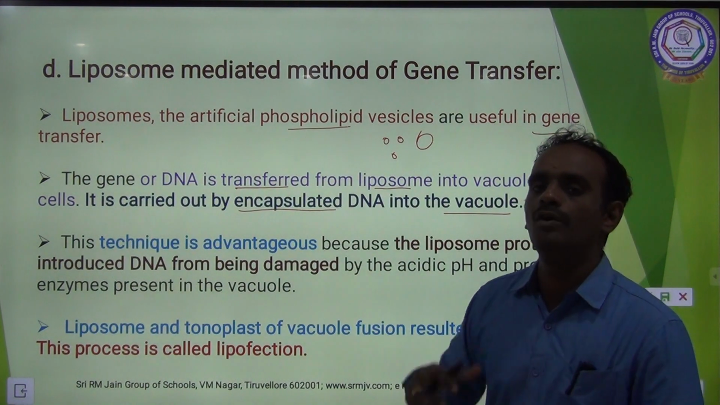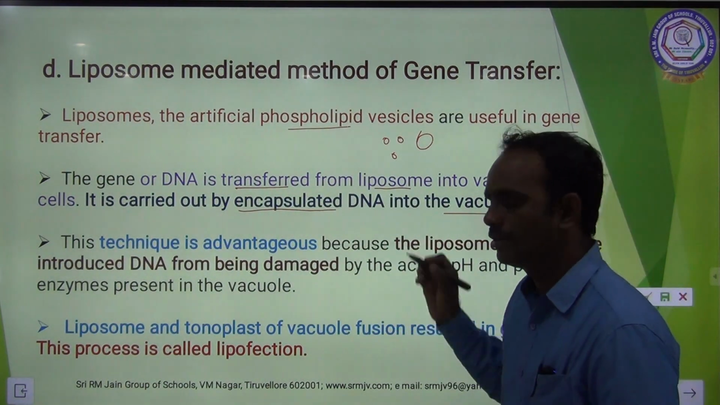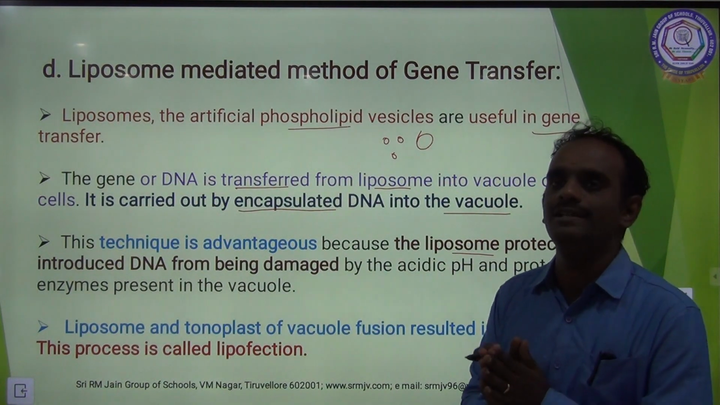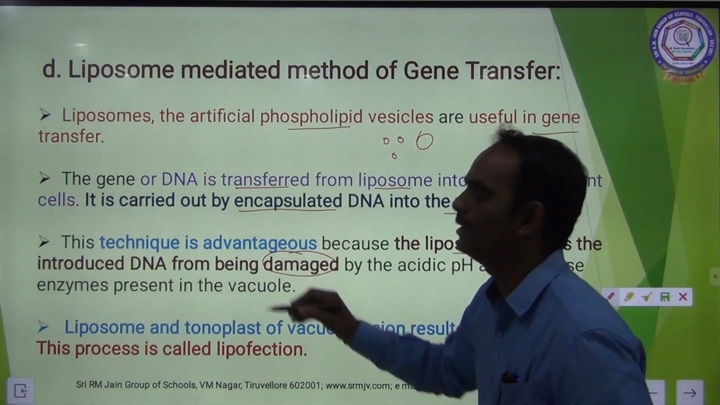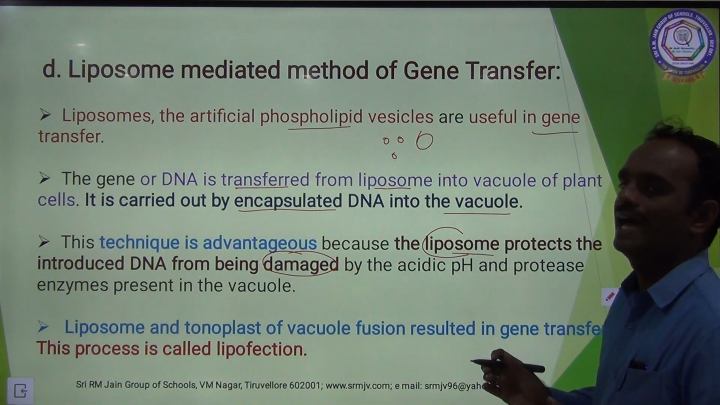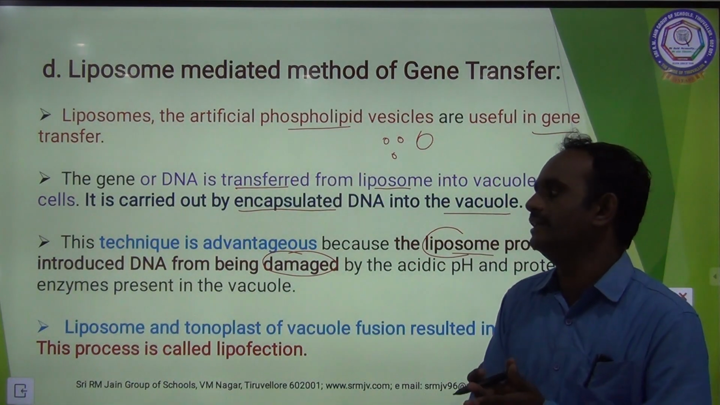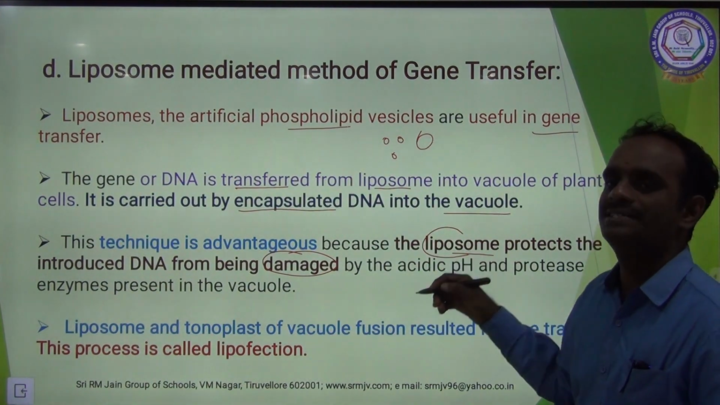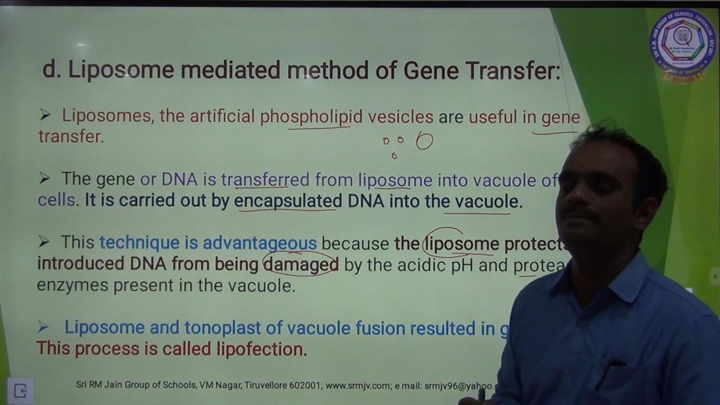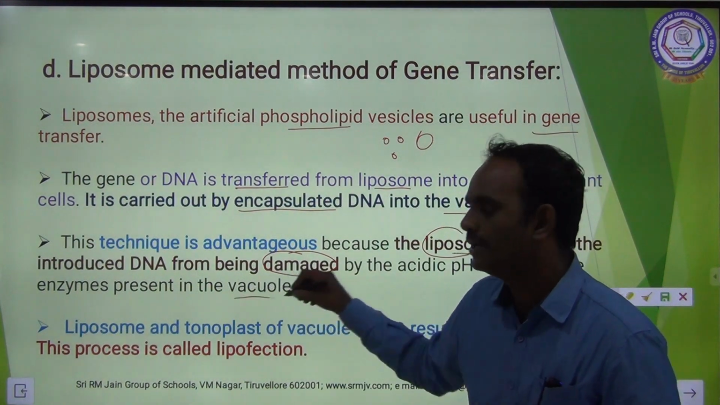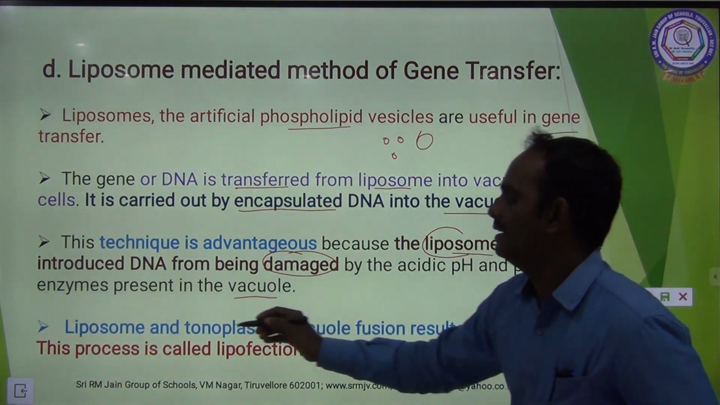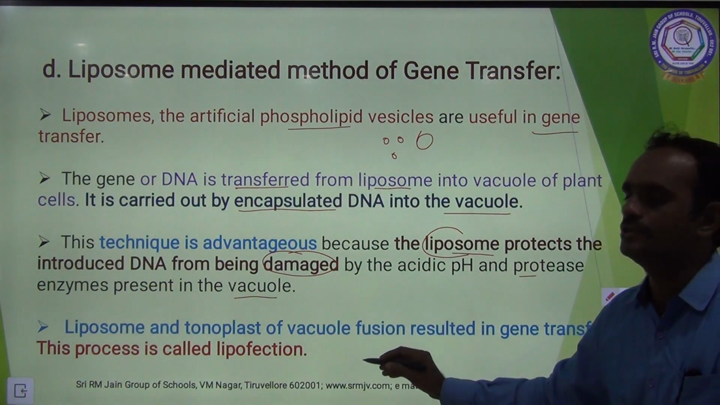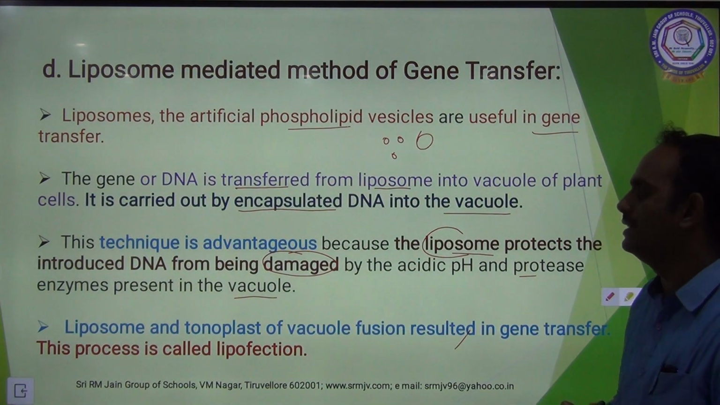This technique is more advantageous because the liposomes protect the introduced DNA from damage. Very important. Liposomes have the ability to protect the introduced DNA from being damaged by acidic pH and protease enzymes present inside the vacuole. Then liposome and tonoplast of vacuole fusion results in gene transfer.